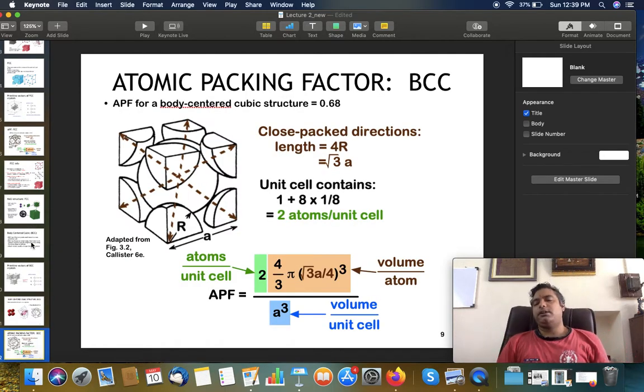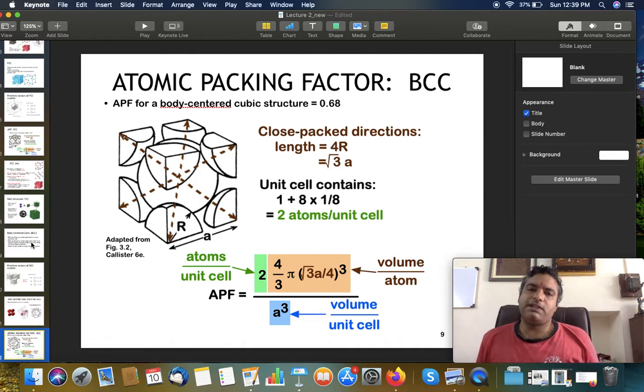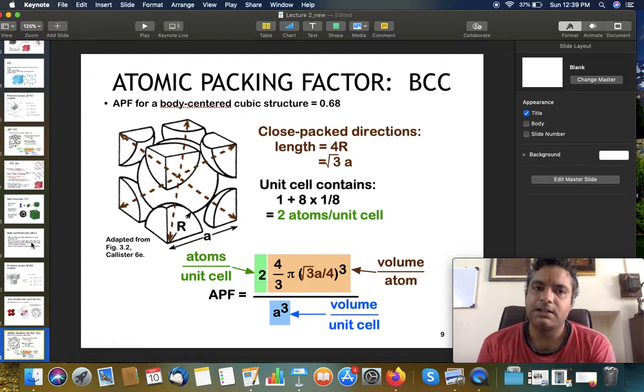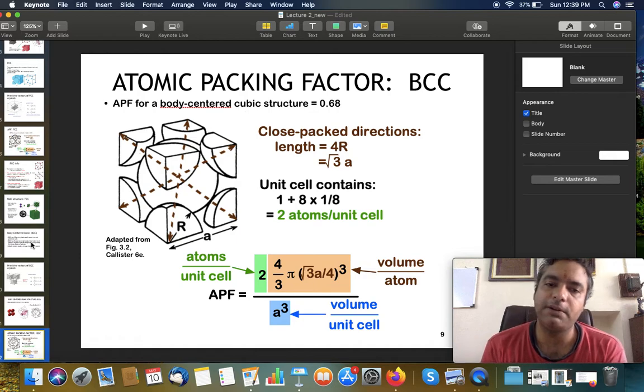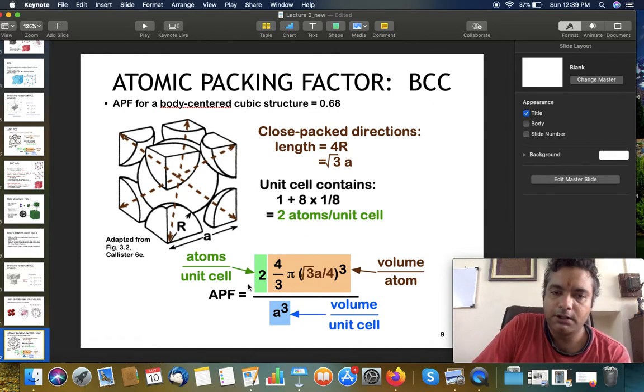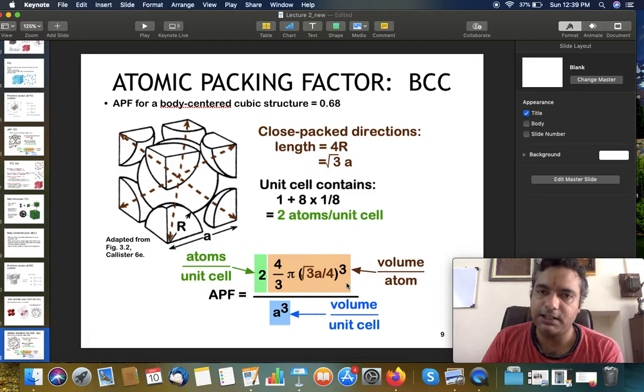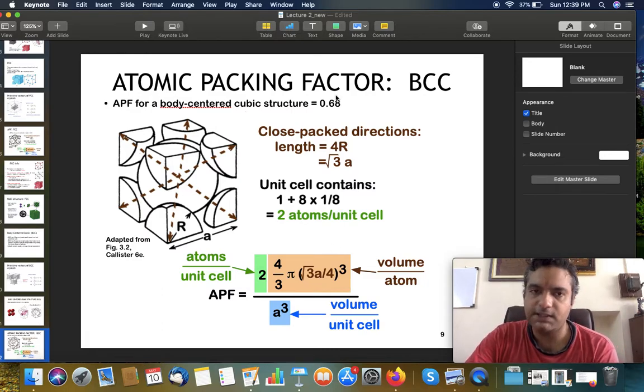How do we calculate now the atomic packing factor of a body-centered cubic? Again, there is one whole atom in the center, plus there are 8 corner atoms, which together become 1. So together it becomes 2 multiplied by volume of the sphere divided by the total volume. And the atomic packing factor can be calculated this way for the BCC, which becomes 0.68 with no units.